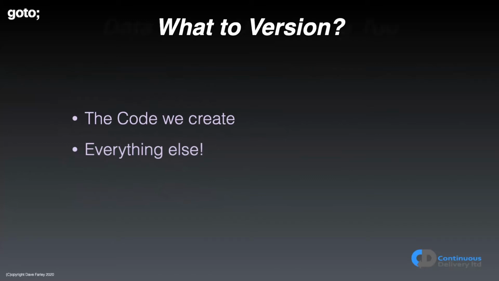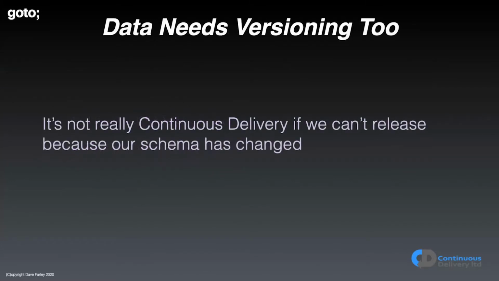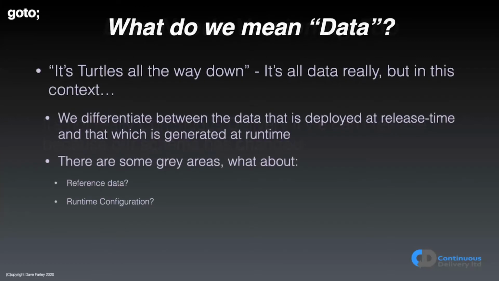But we want to version pretty much everything. And the data needs versioning too. It's not really continuous delivery if we can't release because our schema has changed or the content of our data has changed in some way. So what do we mean by data?